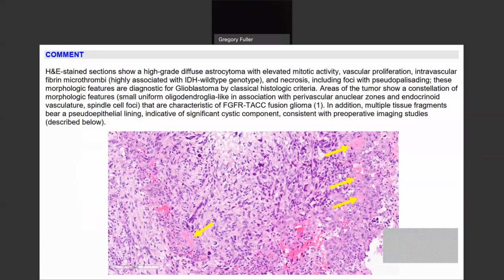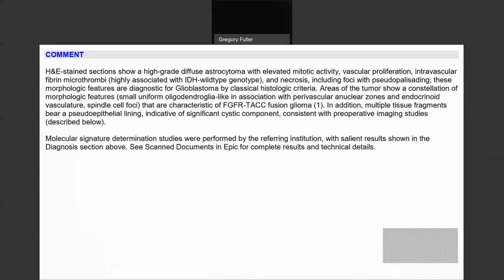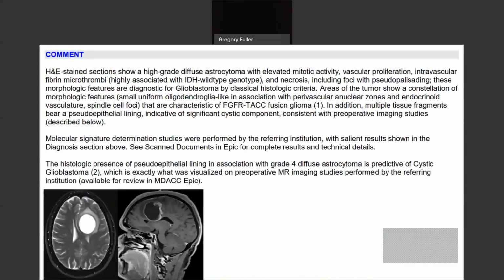In addition, multiple fragments bear a pseudoepithelial lining indicative of a significant cystic component, consistent with preoperative imaging studies. The arrows show the areas of vascular proliferation. That's a big curvilinear arcade of vascular proliferation, and you can see the intravascular fibrin microthrombi. Going on to the next paragraph, I put in that the histologic preference of the lining is predictive of cystic glioblastoma, and I referenced Dr. Sawaya's wonderful paper on cystic glioblastoma, exactly what was visualized on preoperative imaging studies.